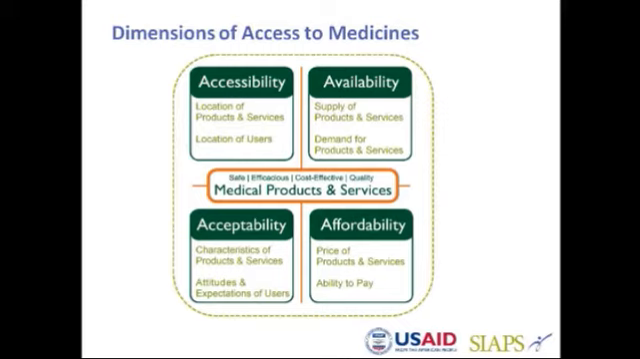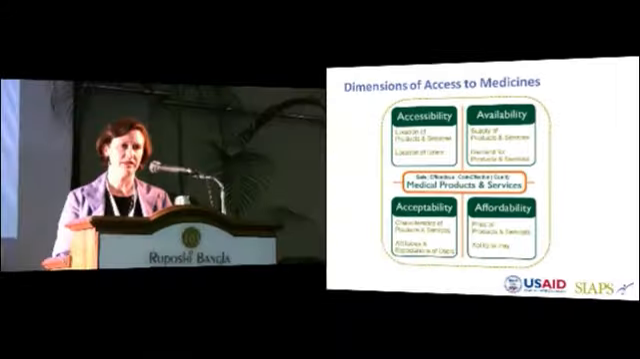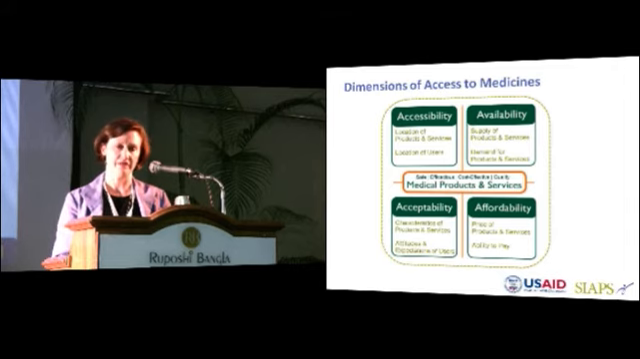Another dimension of access is acceptability. What are the characteristics of the products? Are these acceptable to the end users? Are they acceptable to the providers themselves? And at a more global level, are they acceptable to policymakers? Obviously, affordability comes into play. Perhaps the products or services are available, but can the users actually afford to pay for these? And finally, availability. We need to look at if the supplies are there and if there is demand for the supplies.